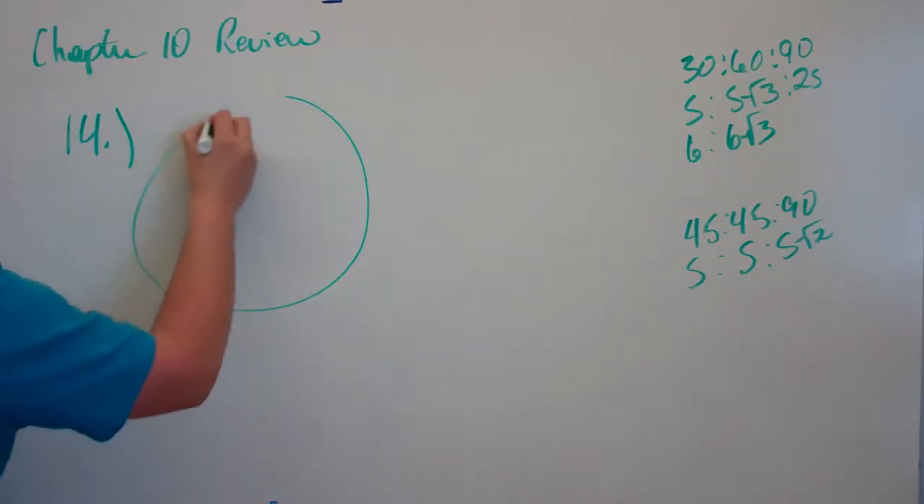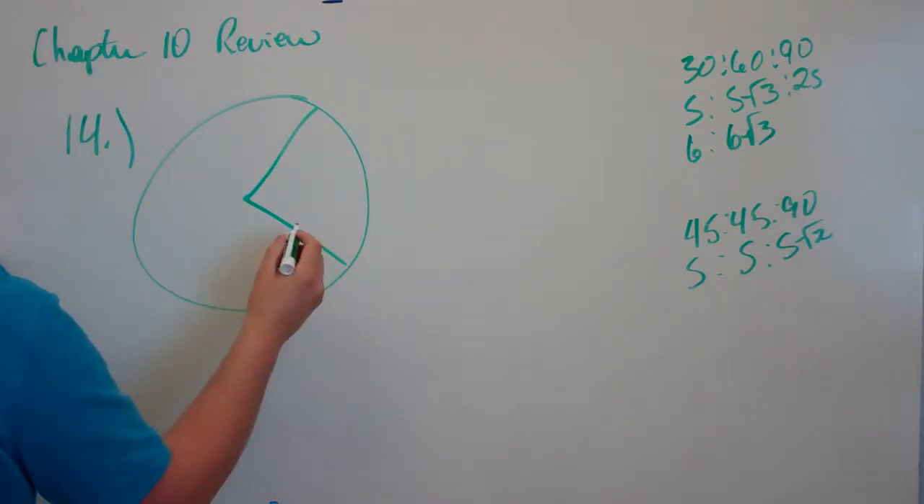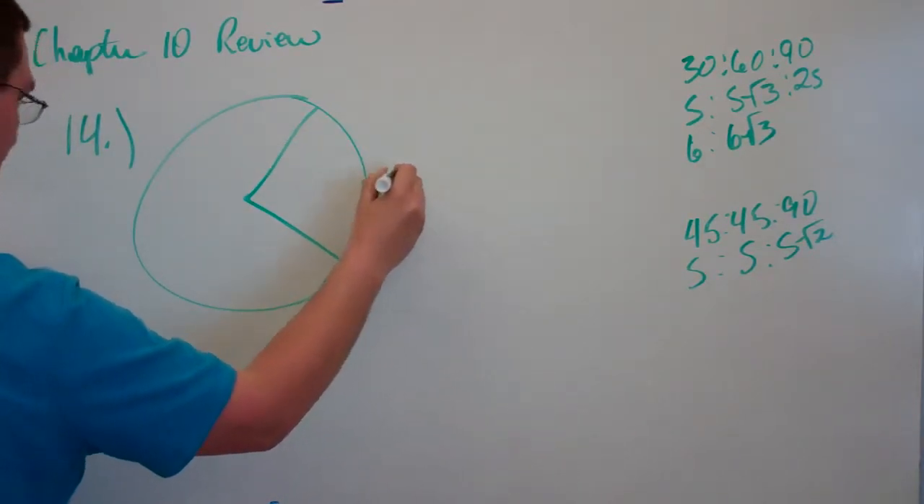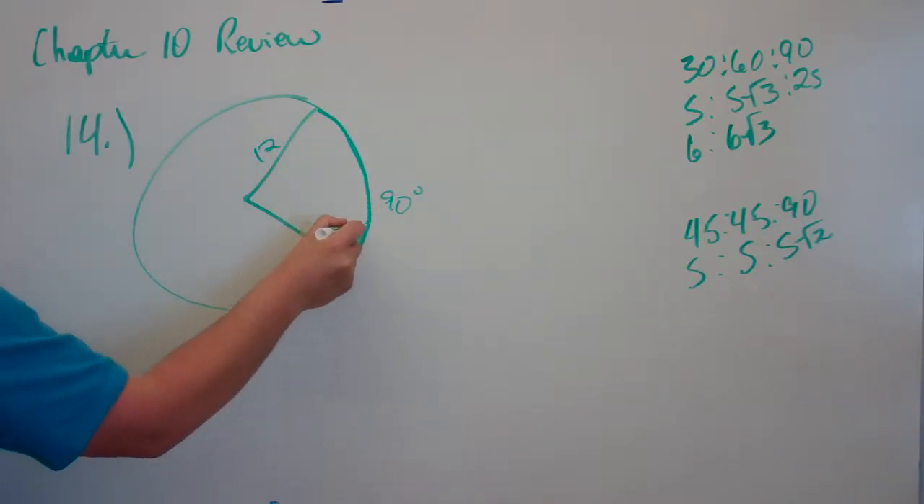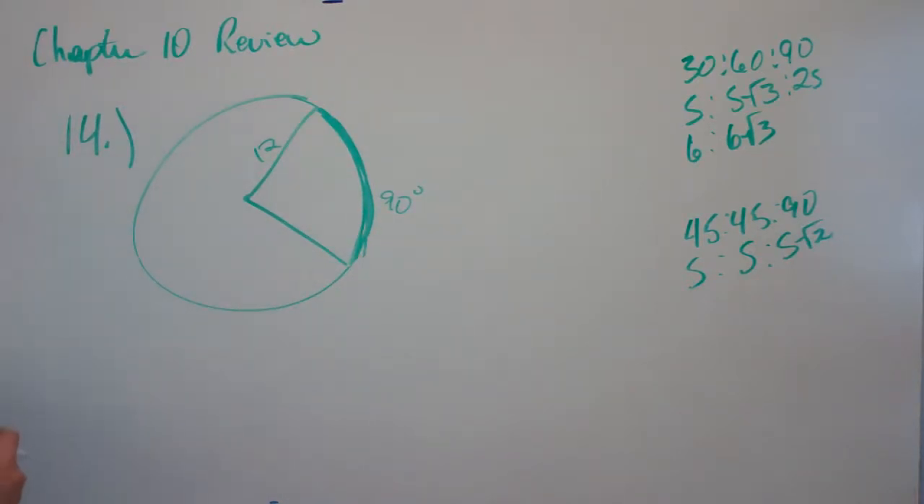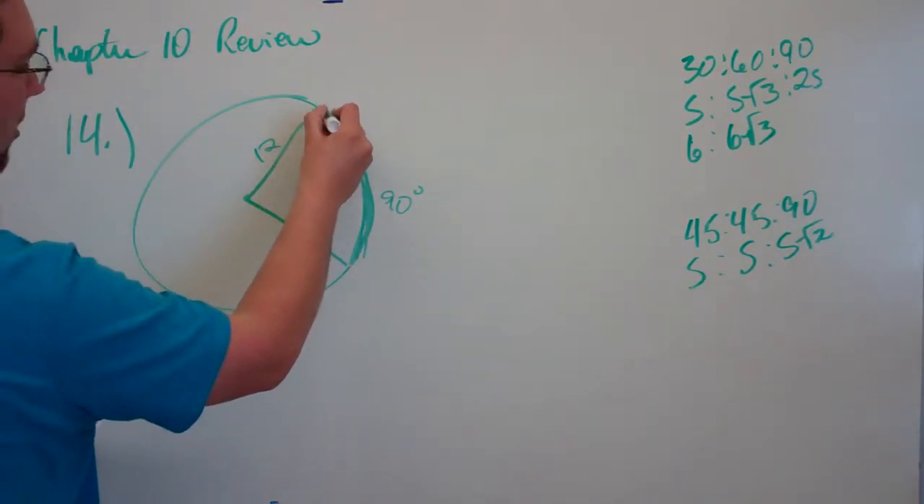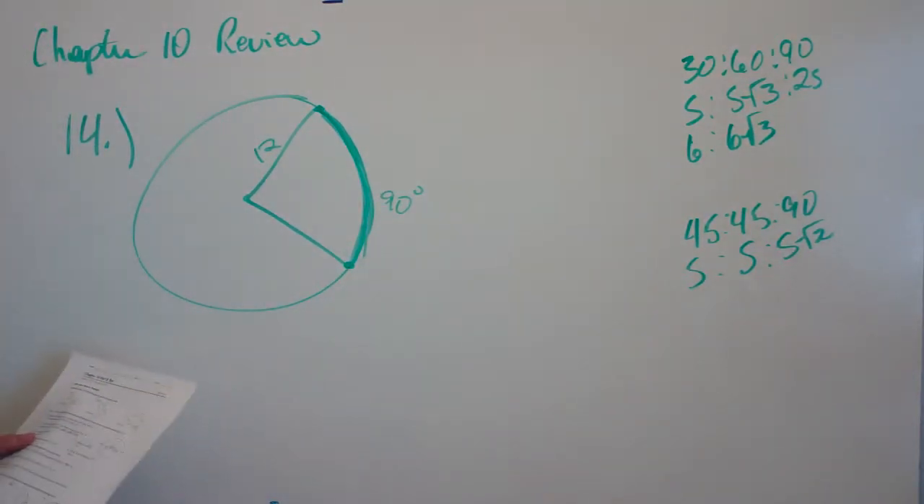We have a circle. This is 90 degrees. This is 12. And we need to find the measure, the length of this arc. Okay? Remember, the length is the walking distance. If you were to start here and walk along this circle to here, the length of that is how far you walked. The measure is simply whatever this angle is.